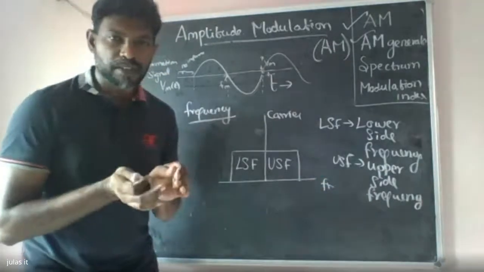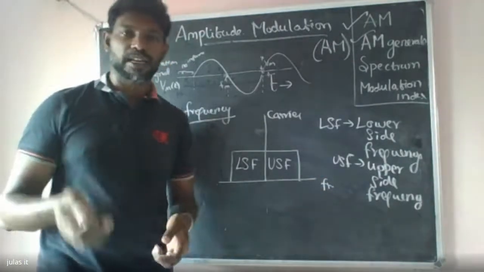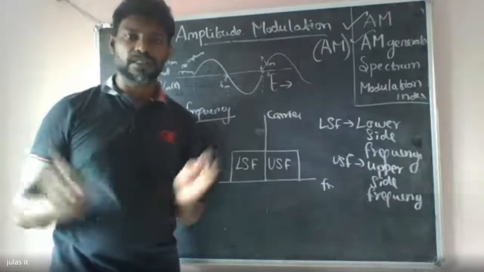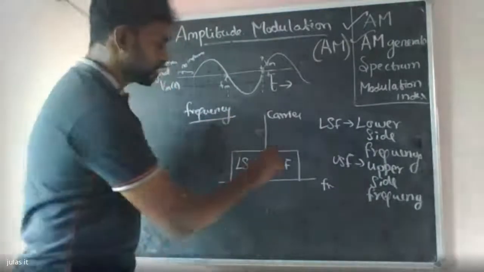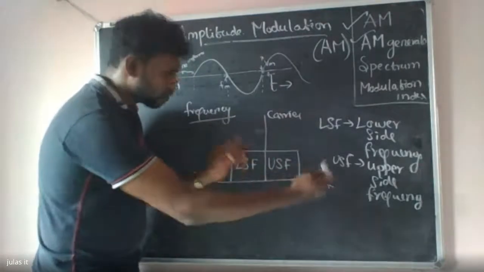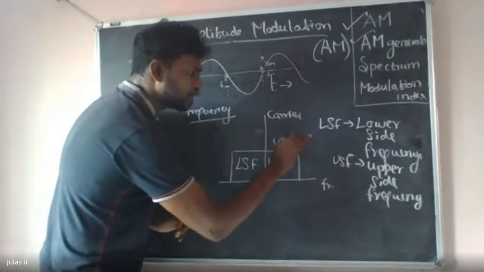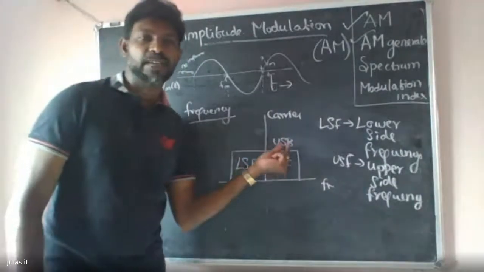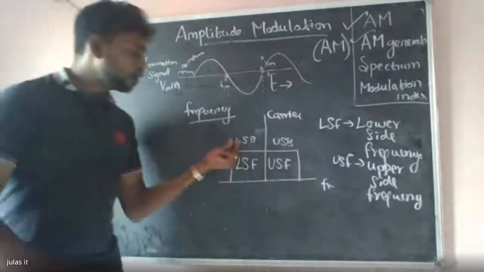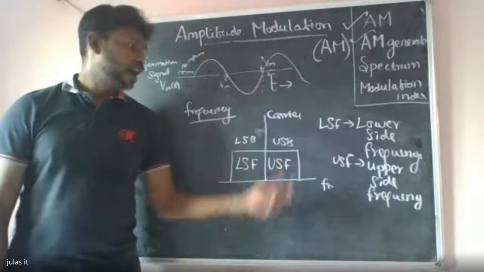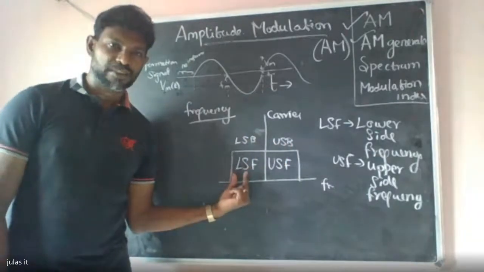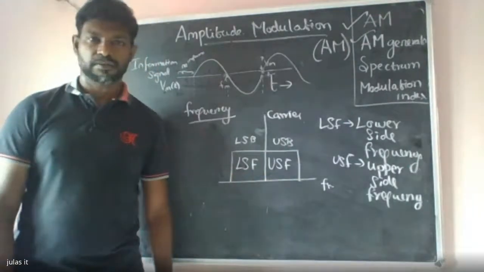So what is meant by bandwidth? We call our mobile data a bandwidth, right? Bandwidth means many frequencies are combined to form a bandwidth. So here many frequencies are there, F1, F2, F3. We combine them all and call it the USB, upper side band. Here we call it the LSB, lower side band. Okay, upper side band, lower side band, right?